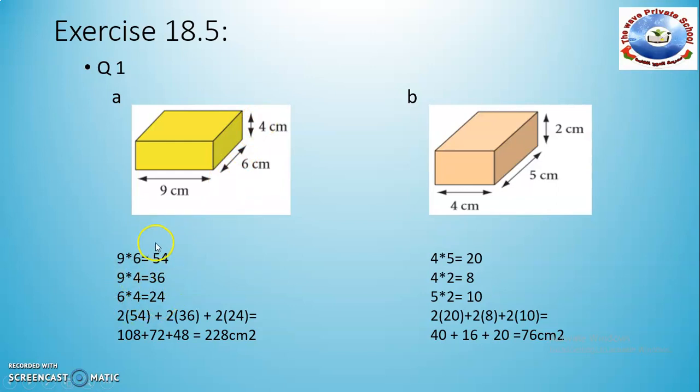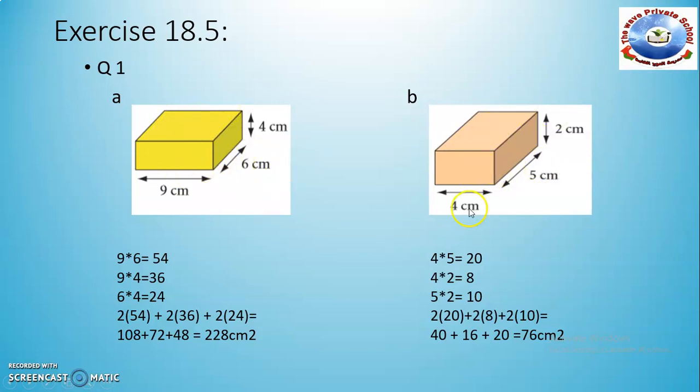After that, all these values will be multiplied by 2. 2 into length into width, that is 54, plus 2 into length into height, that is 36, plus 2 into width into height, that is 24. After multiplication, you can get 108 plus 72 plus 48, which will be equal to 228 centimeter square. We get the answer in square centimeter. This will give the whole surface area of this cuboid.